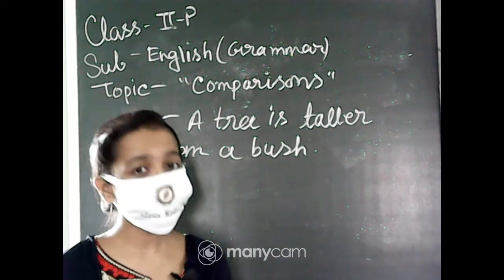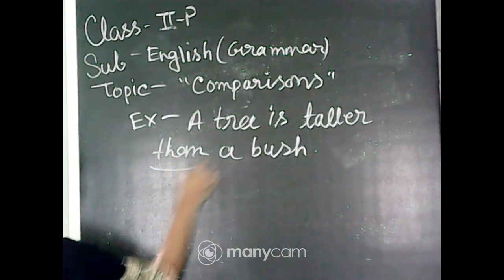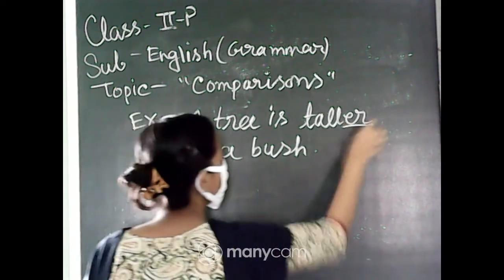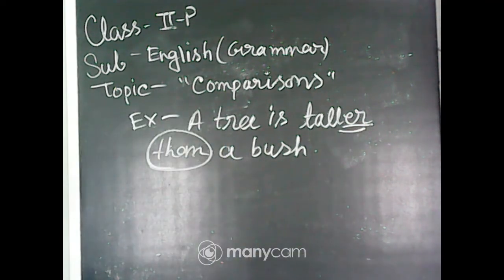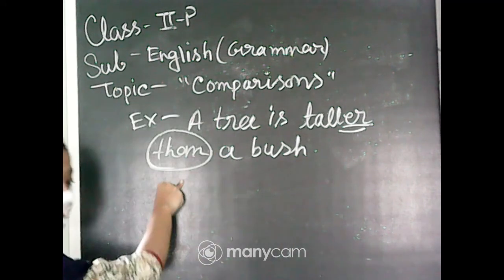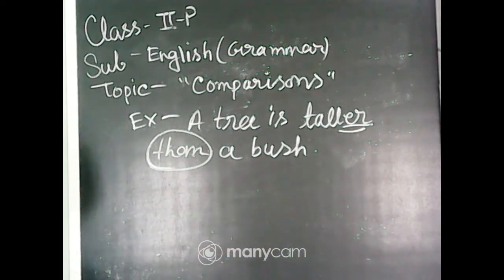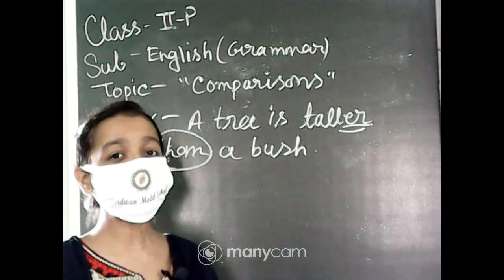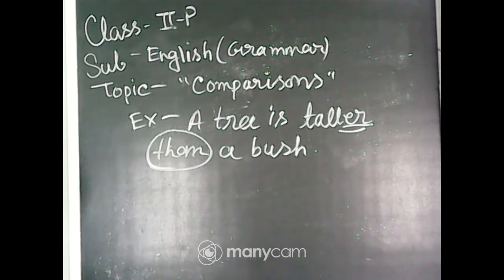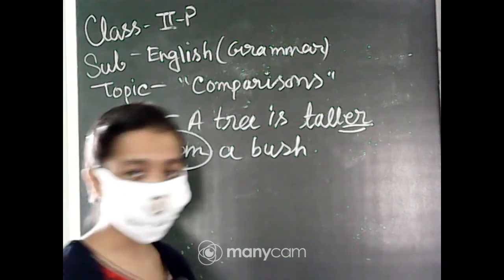When we are going to comparison between two things, we will simply add than and er to the word tall. So when we are making a comparison between two things, we must add than after the word, and by adding er. That's how we make comparison between two things.